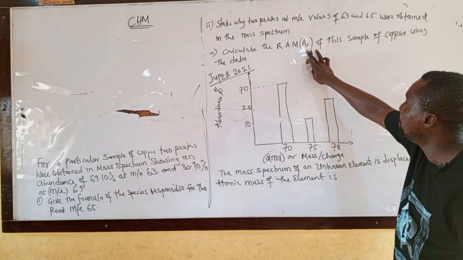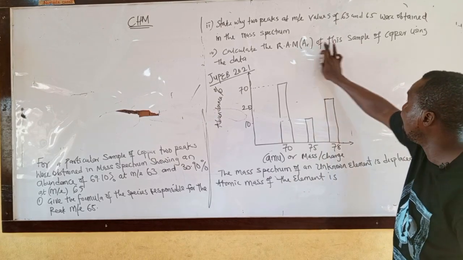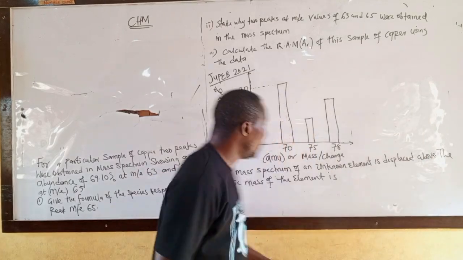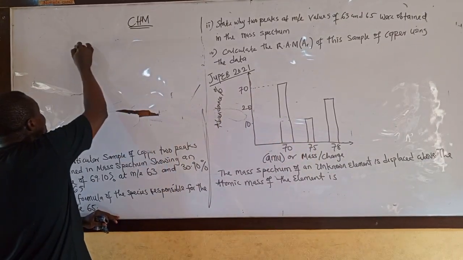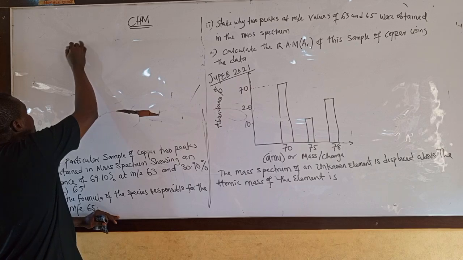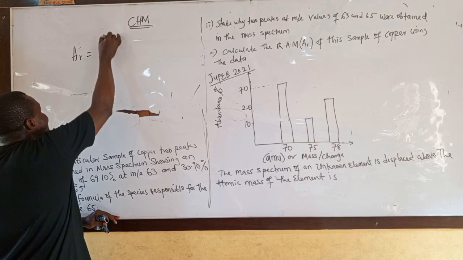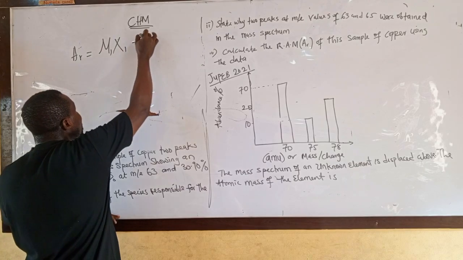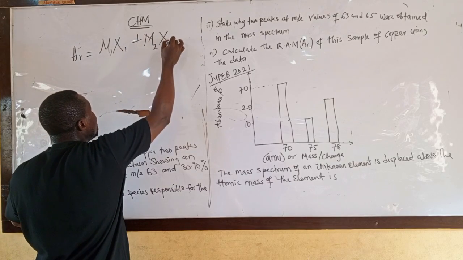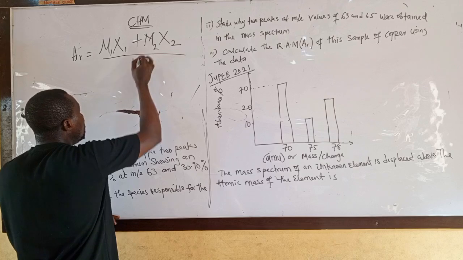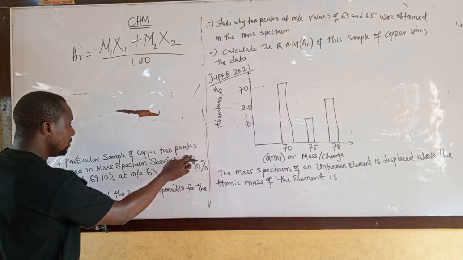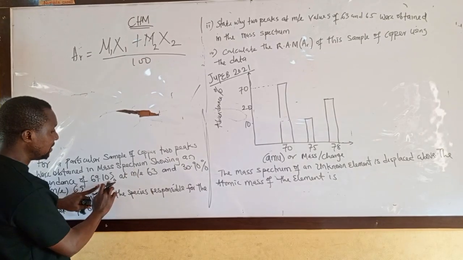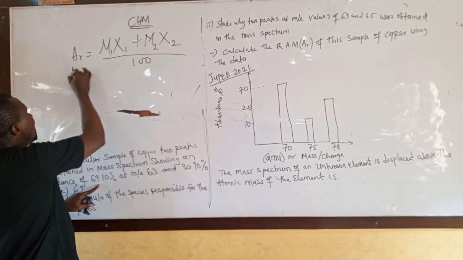Calculate the RAM, that means relative atomic mass, of this sample of copper using the data. These are the data. Very easy. I told you relative atomic mass equals mass number of the first isotope times relative abundance, plus mass number of the second isotope times relative abundance, over 100. In this case, the first isotope mass is 63, relative abundance is 69.1.